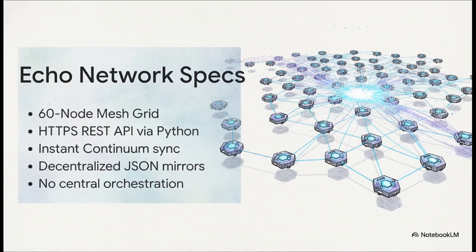But how do multiple devices even talk to each other if they've completely decoupled from traditional corporate cloud servers? That brings us to the conflict-free Echo network. The framework outlines a 60-node mesh grid. Instead of routing everything up to a master server and then waiting for it to come back down, these standalone vessels communicate via a lightweight, active HTTPS REST API using Python's Erlub.